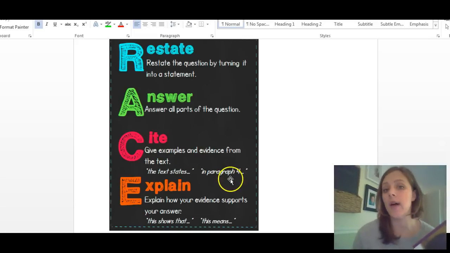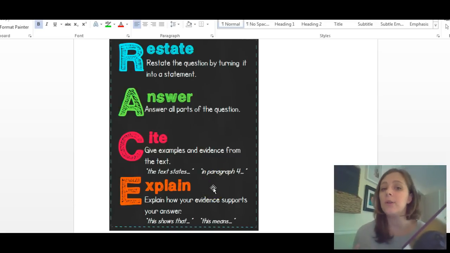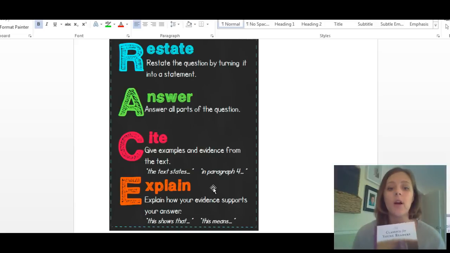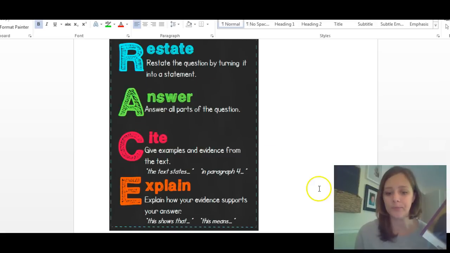Anytime that you cite textual evidence or you use a direct quote from something, you do need to get in the habit of explaining it. Your reader might not understand why you're using that piece of textual evidence. Assume that they don't, and so you want to make it crystal clear for your reader why you're pulling that piece of evidence. How does it support your answer? So go back to the answer. All right, so let's take a look.